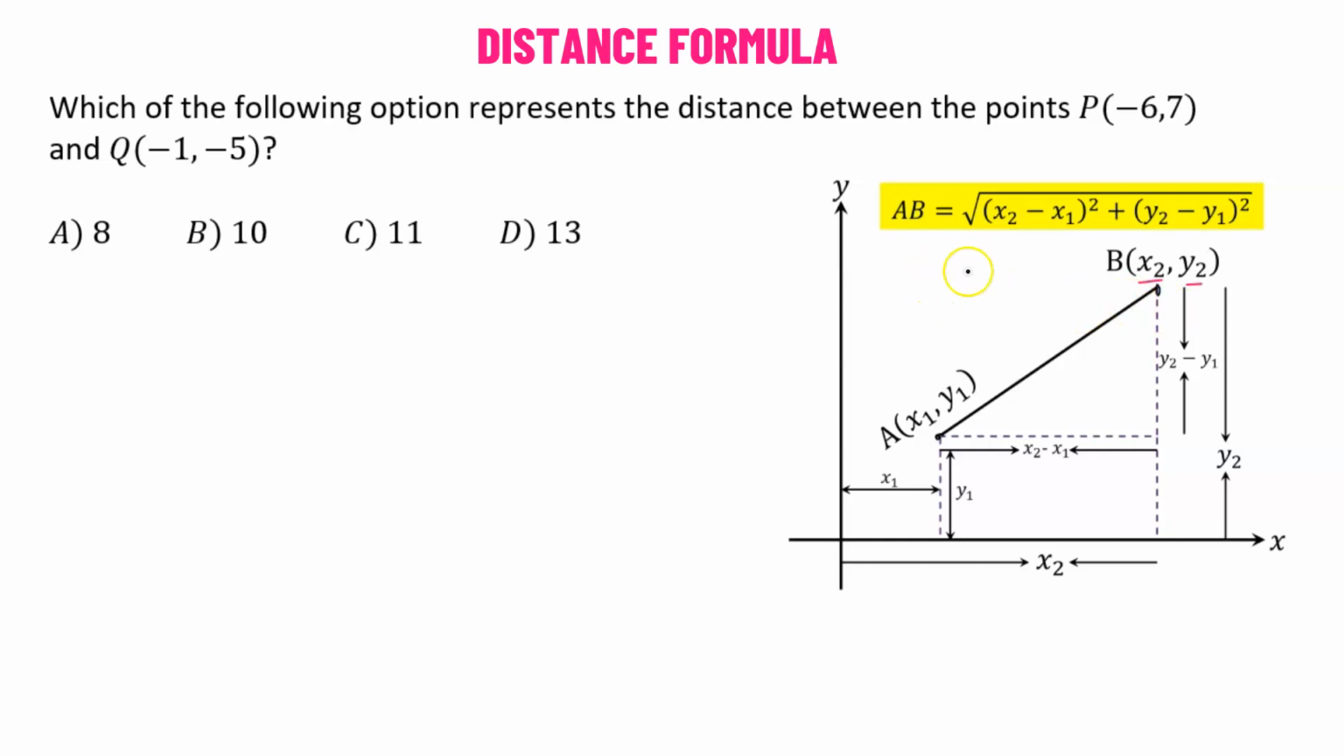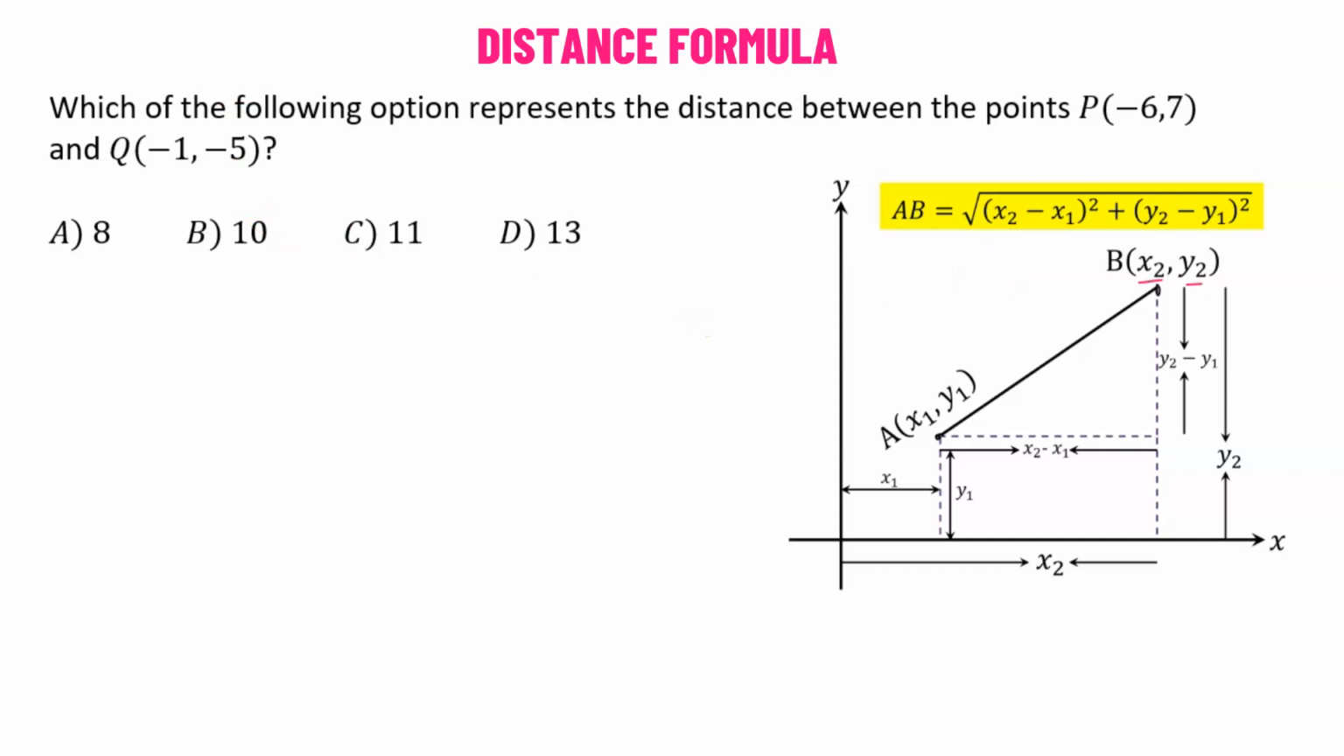Then the distance formula, which is the distance between the 2 points A and B, can be determined by taking the square root, and underneath the square root we have the first term, which is the difference of the x coordinate. So we have x2 minus x1, and then we square it, and the result is then added to the difference of the y coordinate and then squared. So this is how we can obtain the distance between 2 points joined by a straight line.